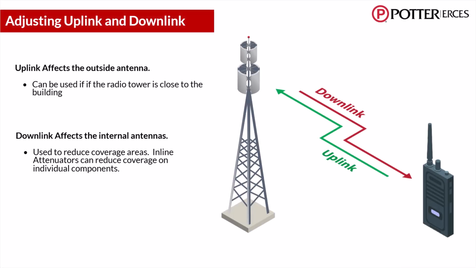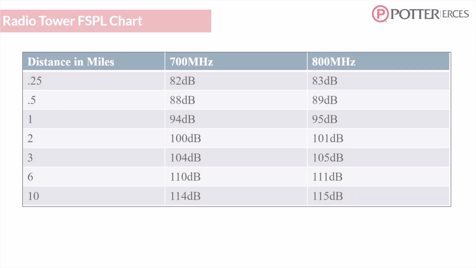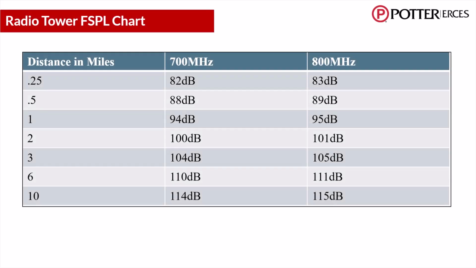On the BDA, you are able to adjust the gain for uplink and downlink separately. If dip switches are not present, the adjustments can be made digitally via the Sentry graphic user interface. Free space path loss over longer distances can be seen in this table. An 800 MHz signal loses 95 decibels at 1 mile, 101 decibels at 2 miles, and so forth.